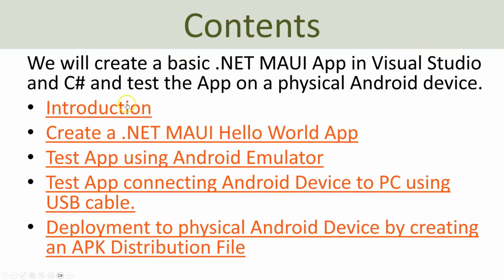So here's a short introduction of this tutorial. First a short introduction, then we will create a .NET MAUI Hello World app. Then we will test the app using the Android emulator. Then we will test the app by connecting an Android device to the PC where we are using a USB cable. Then we will deploy the app to a physical Android device using a so-called APK distribution file package.